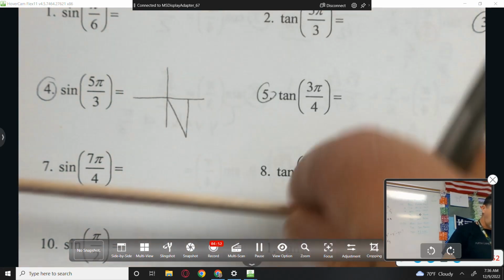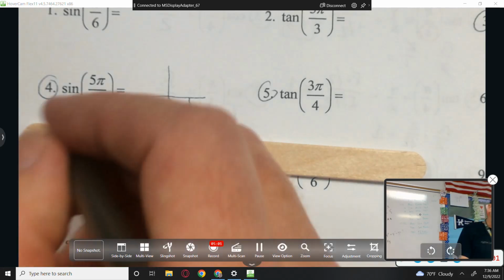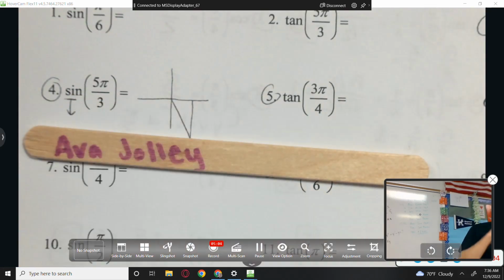Ava, so sine, do I need x or y or both if I'm looking for sine? Which coordinate tells me the sine?